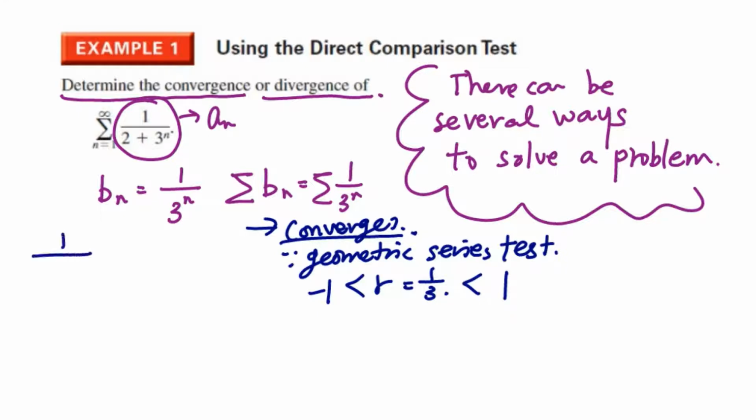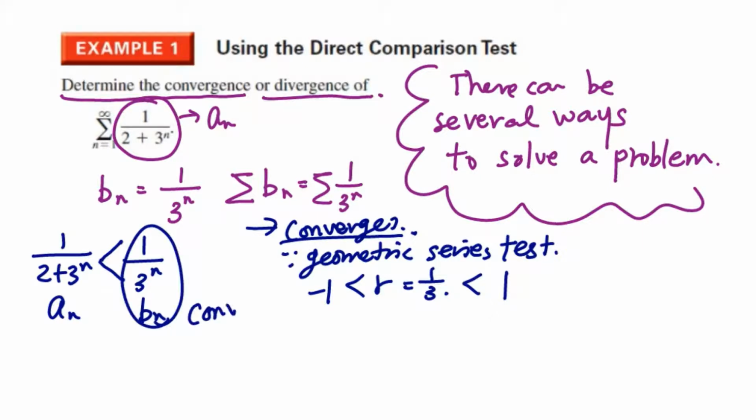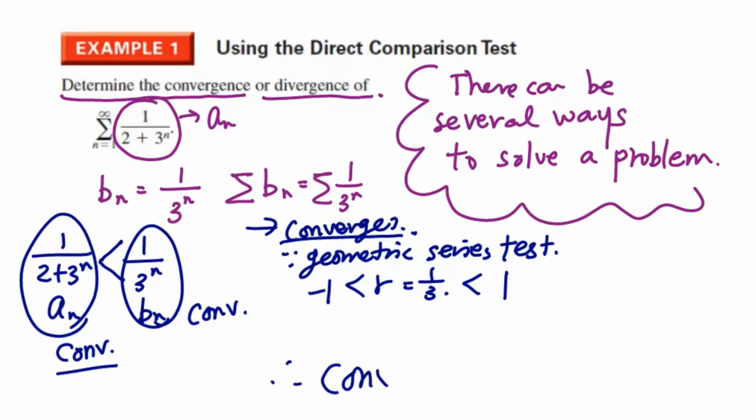Now let's compare a_n and b_n. I have 1 over 2 plus 3 to the nth power, and 1 over 3 to the nth power. Which one is greater than the other one? Yes, we have a_n and b_n, and b_n is greater than a_n. Because the bigger one converges, the smaller one, of course, converges. So the answer is it converges.